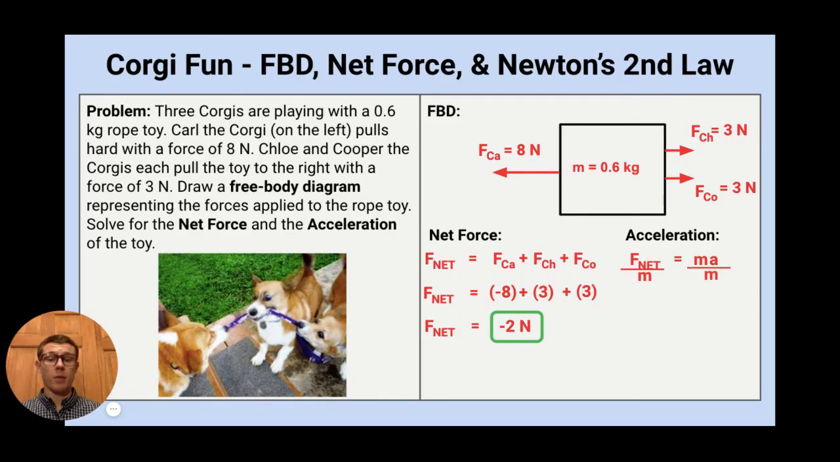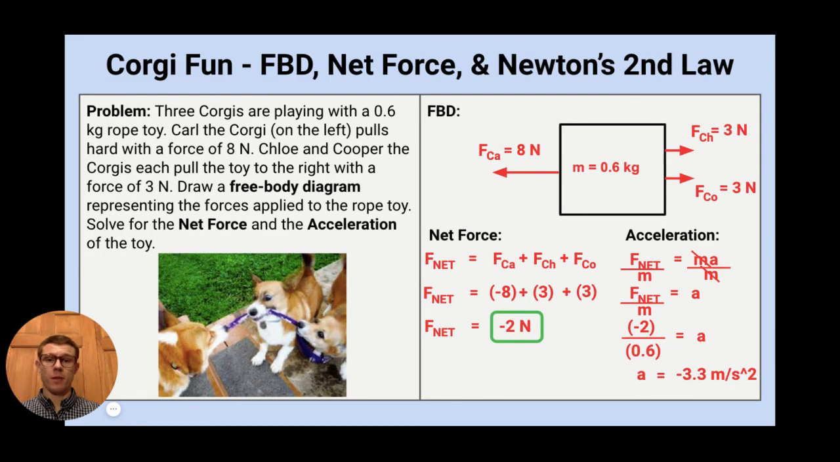So once again, we're solving for acceleration, so we need to get a on its own. We're going to divide both sides by m. The m's on the right will cancel, so we'll have the net force divided by mass is equal to acceleration. We can now plug in our net force of negative 2 and our mass of 0.6 kilograms. When we solve that out in a calculator, we get that the acceleration of this rope toy is negative 3.3 meters per second squared.